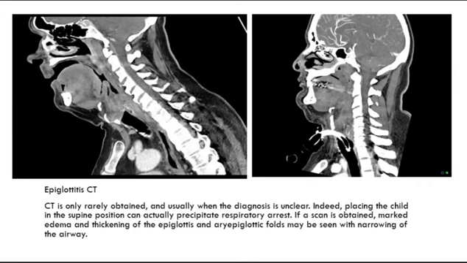This is another case of epiglottitis. As we see, there is airway compromise in this patient, narrowing of the airway, and thickening of the epiglottic folds and aryepiglottic folds up to the base of the tongue. The second case is a severe airway compromise in which the airway is almost totally occluded, and the patient had a cricothyroidotomy as a life-saving measure.